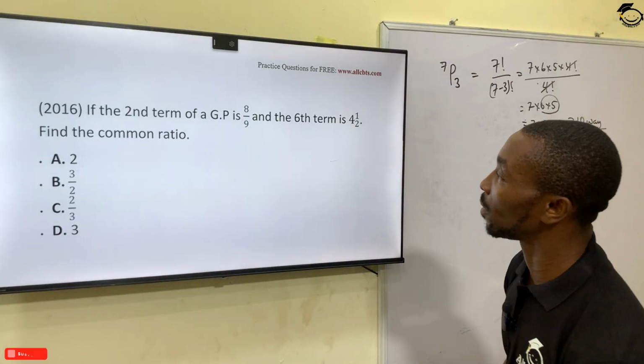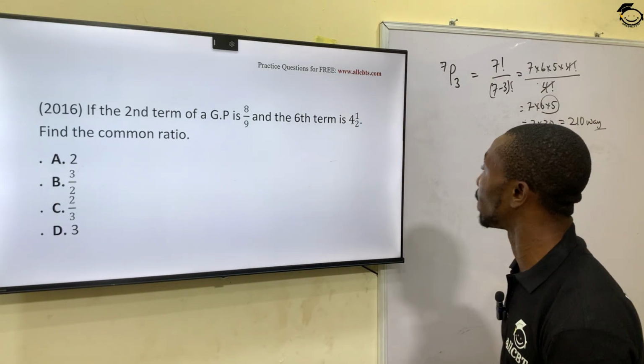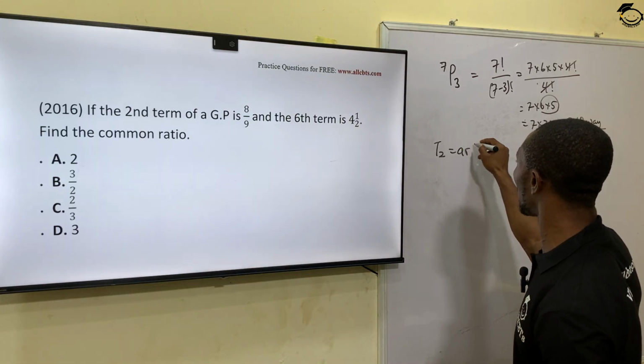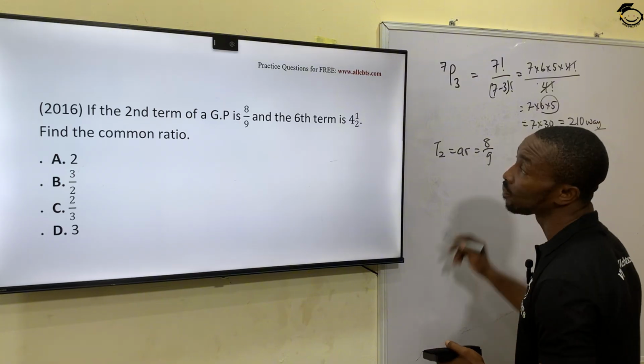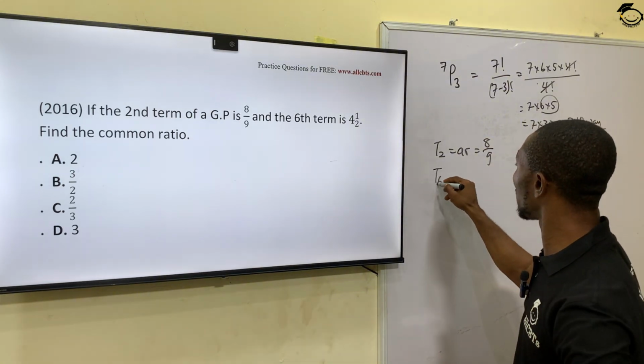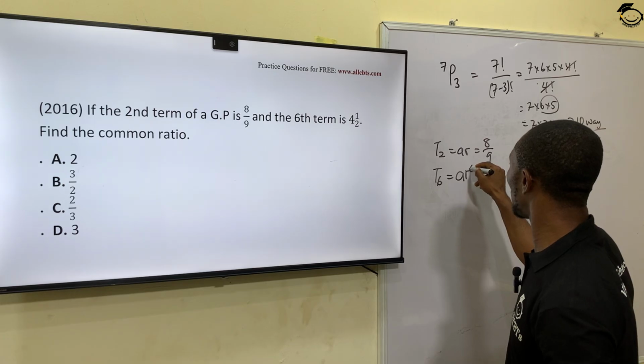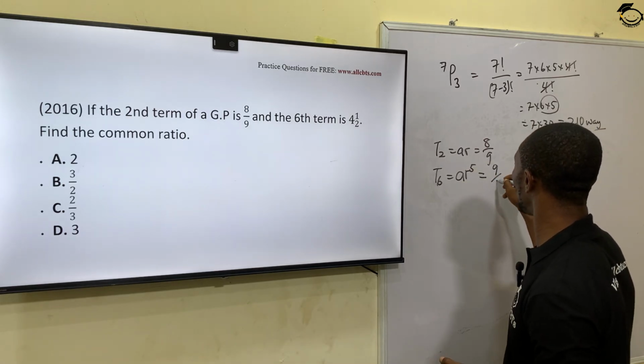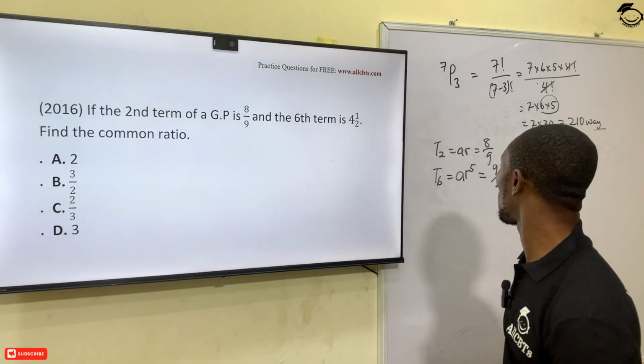If the second term of a GP is 8 over 9, now we have our second term T2, which is AR, to be 8 over 9, and the sixth term T6, which is AR raised to power 5, equals 4.5, which is 9 over 2. Now find the common ratio.